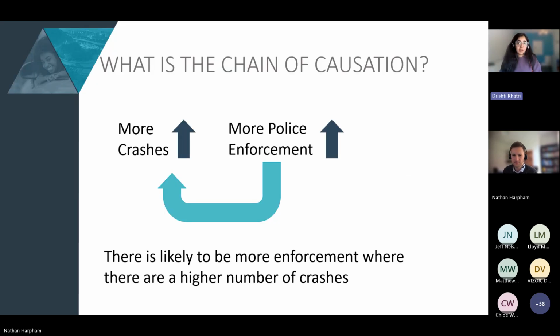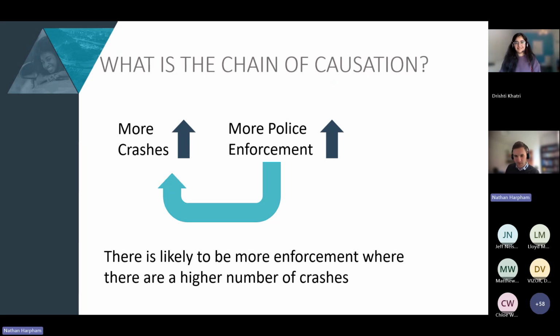So assuming that police enforcement and more crashes have a causal relationship between each other, if we don't see the chain of causation, we might assume that more police enforcement is causing more crashes, but actually there's bound to be more enforcement where there's more crashes. Similarly, it goes with other interventions such as roundabouts, which might be deployed where there's more crashes already. So actually looking at the baseline trend, accounting for the longer time trend and understanding the chain of causation is really important when we're doing analysis.